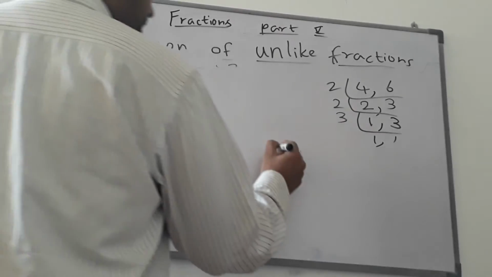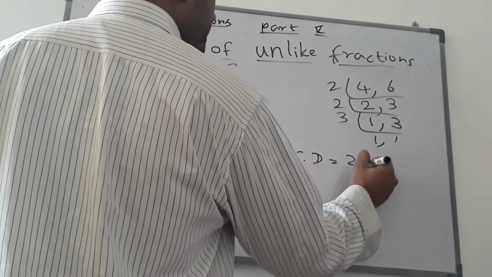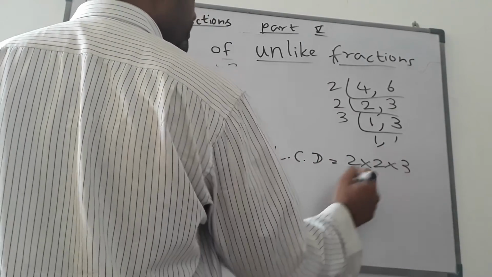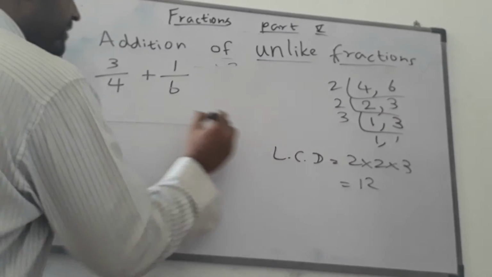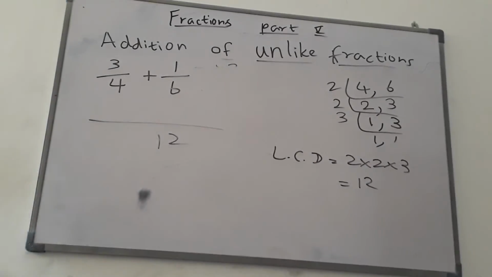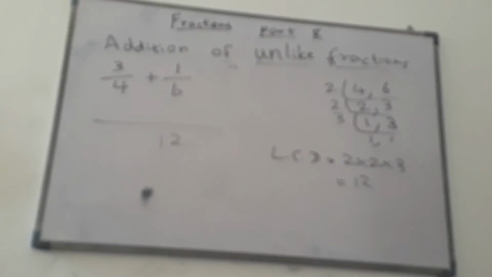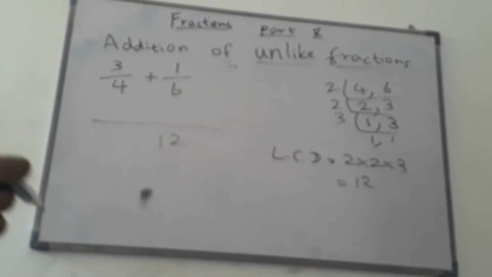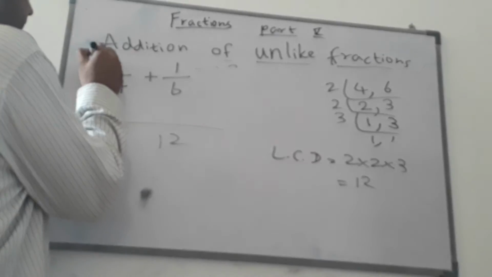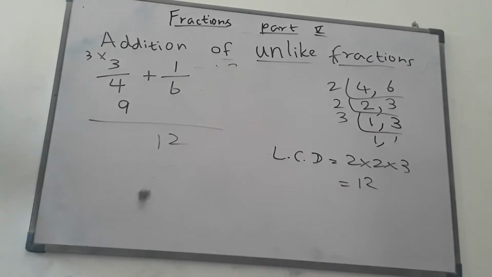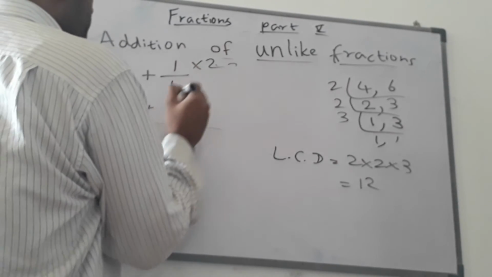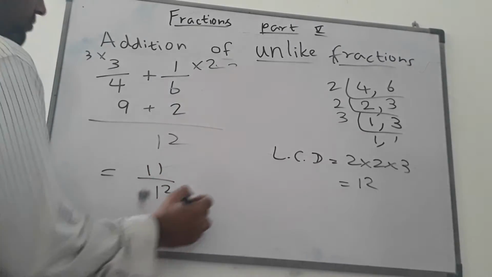So the least common denominator here means 2 times 2 times 3. 2 times 2 is 4, 4 times 3 is 12. So we can take 12 as the common denominator here. How many 4's are there in 12? 3 4's. So 3 times 3 means 9. Now we have to check how many 6's are there in 12. 2 6's. So this is 2 times 1, answer is 2. So here the answer is 11 out of 12.